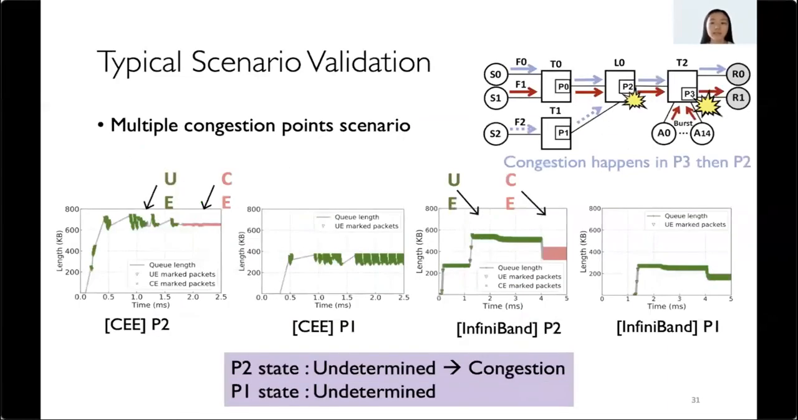The validation in the multiple congestion points scenario shows that at port P2, packets are first marked with UE, then marked with CE, because port P2 transits from undetermined state to congested state. Port P1 is in the undetermined state.